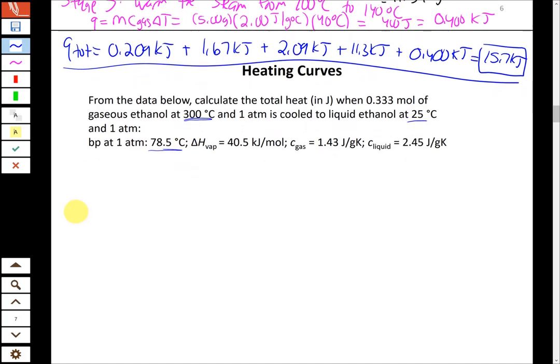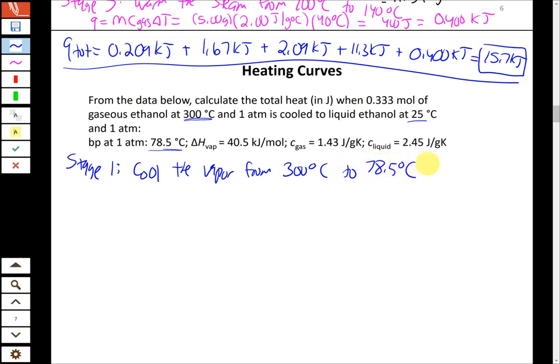So the first stage is going to be, we're going to cool the vapor. So we're starting with vapor at 300 degrees Celsius. And that will cool down until we get to the boiling point. So the boiling point of ethanol is 78.5. All right. So we're going to cool the vapor from 300 to 78.5, which is where it'll start condensing.